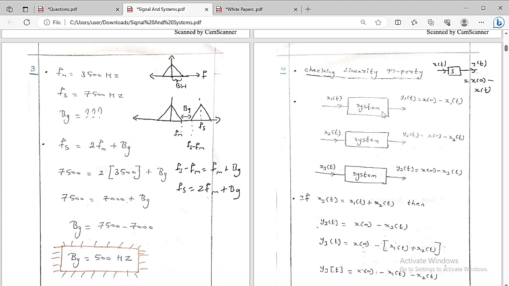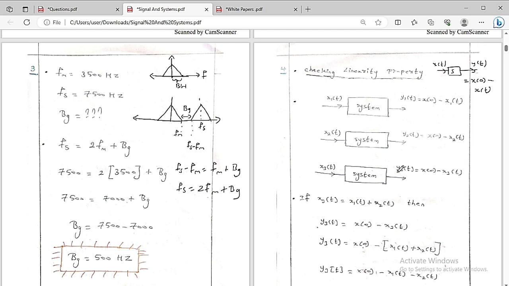Now listen carefully. For the same system, if I assume the input as x1 of t, what is the output? The output is y1 of t is equal to x of 0 minus x1 of t. Suppose for the same system I give the input as x2 of t, then what output do I get? y2 of t is equal to x of 0 minus x2 of t. The x of 0 is nothing but a constant. Similarly, for the same system, if I give the input as x3 of t, then the output y3 of t is equal to x of 0 minus x3 of t.